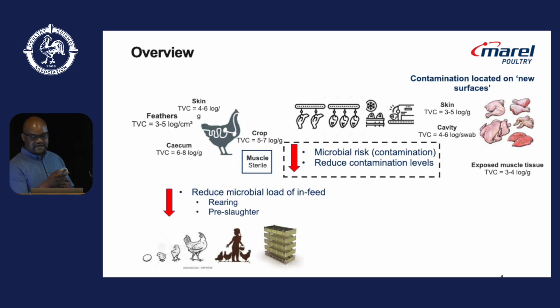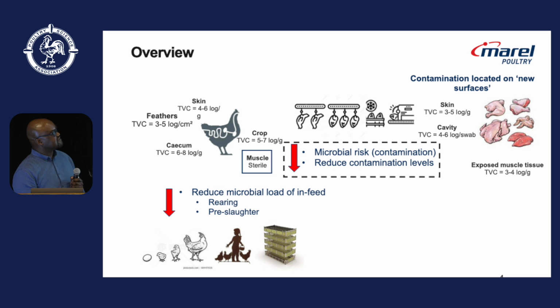Now, when the bird arrives at the slaughterhouse, it is carrying a large microbial load. This microbial load is distributed on both the external as well as the internal surfaces. Externally, it is on all surfaces, including the feathers, the skin, but also the head and the feet. Internally, it is distributed along the gastrointestinal tract, including, as an example, the crop and the cecum, which carry quite a large microbial load. Normally, in a healthy bird, muscle that is covered by the skin is considered to be sterile.